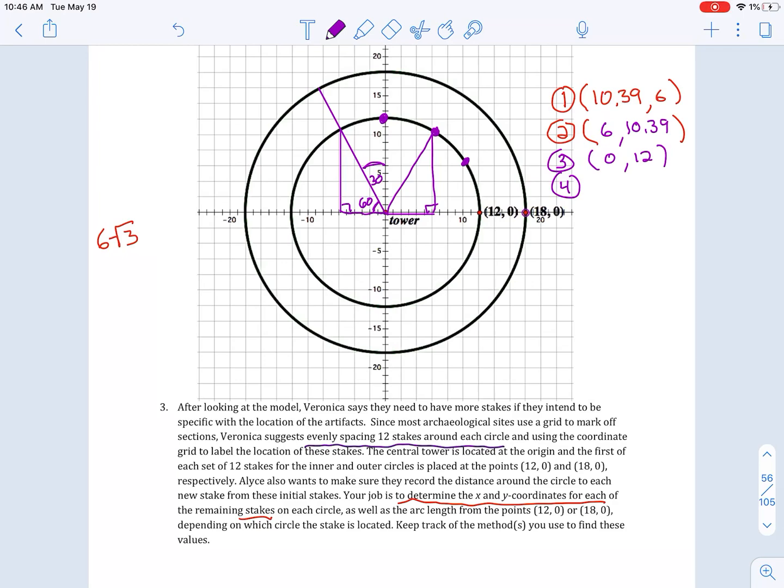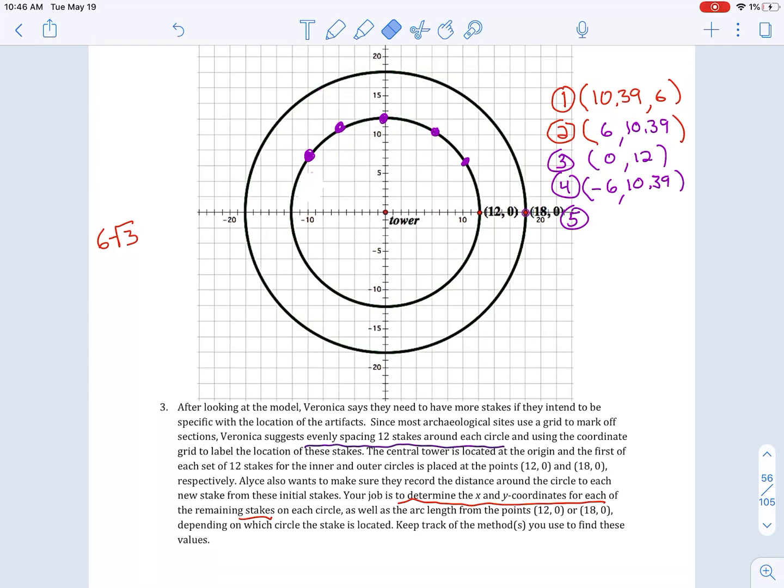So what was it over here? Remember how this was 6? And then this was 6 times the square root of 3. But now to get over to this coordinate, we're not going 6 to the right. What are we doing? We're going 6 to the left and 10.39 up. Stake 5. So here's stake 5.